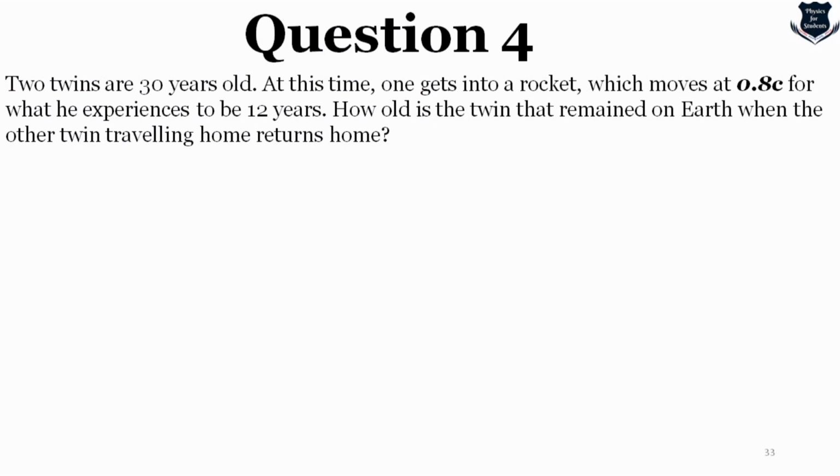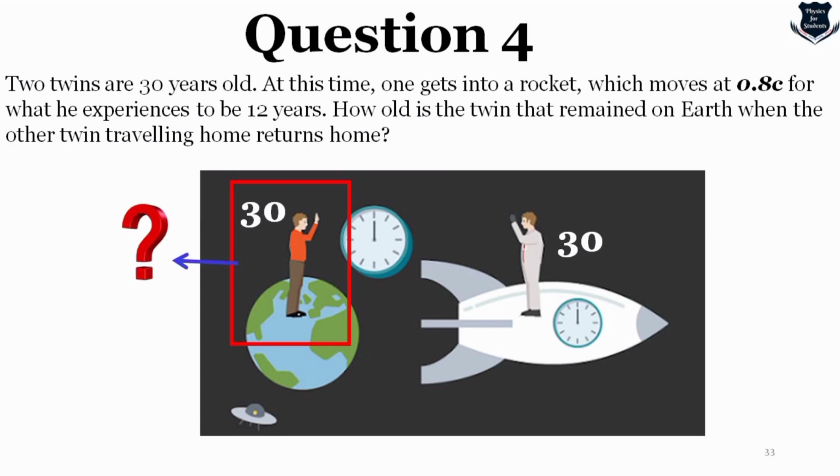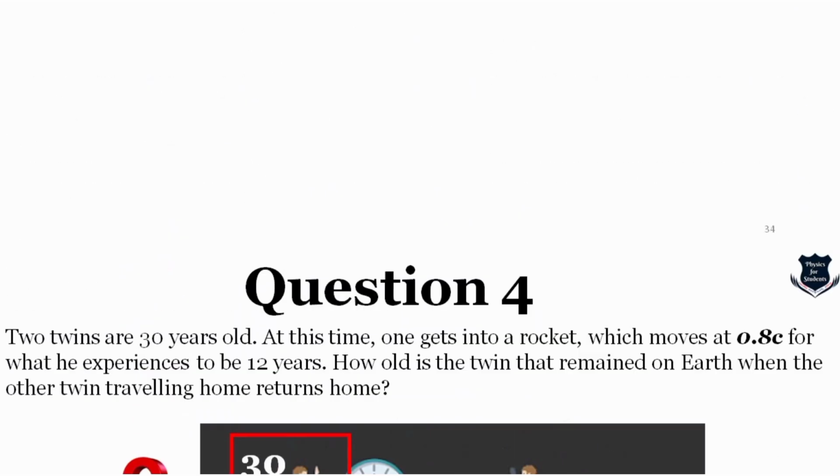I'll just show you a visual demonstration. So this is the twin on the left hand side, waving bye bye to the other twin, who is ready to travel in space. Both of them are age 30, and we need to find this twin's age, who is staying on Earth, compared to that person who will be traveling across space.